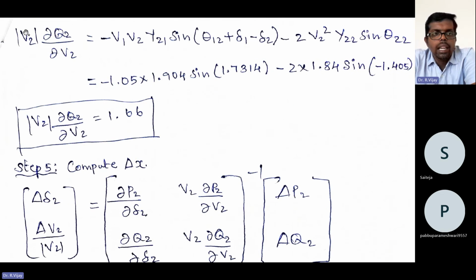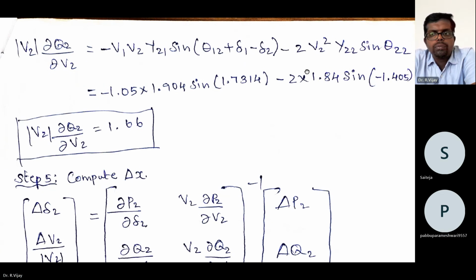Next, again similarly, V2 into del Q2 divided by del V2, with V2 as 1. If you differentiate with respect to V2, here you'll get minus V1 into V2 into Y21 sine of theta 12 plus delta 1 minus delta 2, minus 2 into V2, sorry, not squared here.